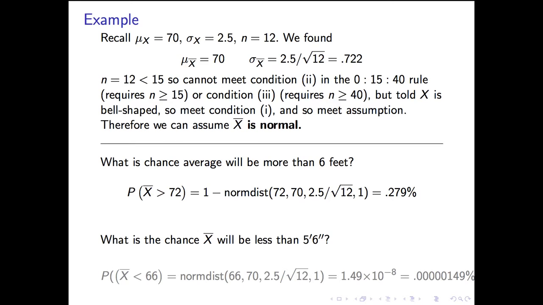What's the chance x bar will be less than 5 foot 6 inches, or 66 inches? Less than 66 is equal to NORM.DIST of 66. Everything else is the same, and we get a teeny tiny probability.